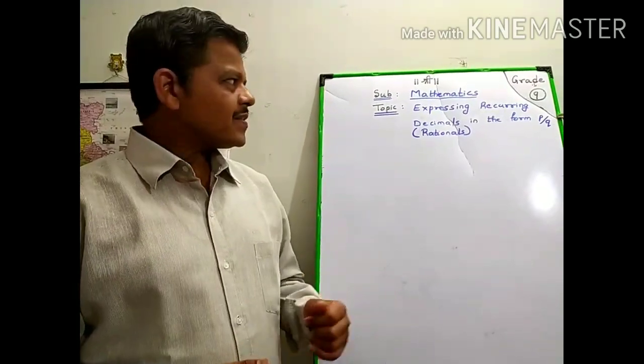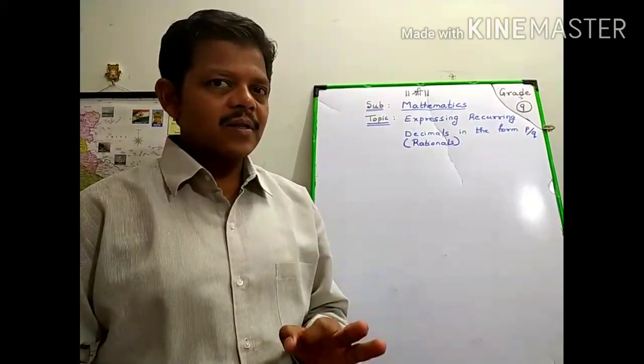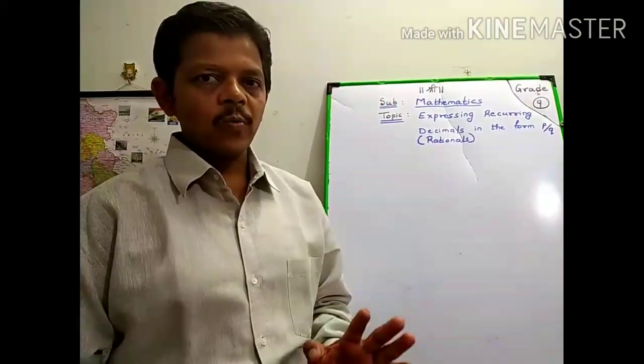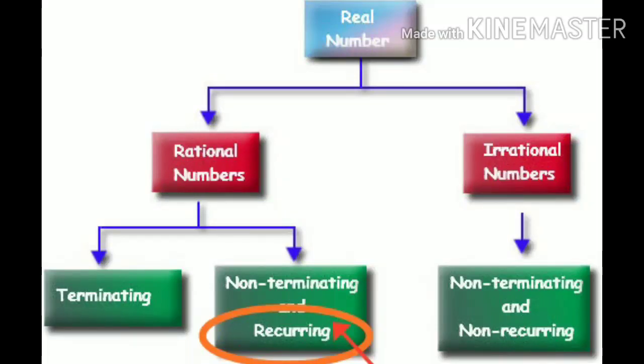In this module, we will see how to express the recurring decimals in the form of P upon Q. Now children, you might be remembering that our rational numbers are either terminating or recurring. That means the recurring numbers are rationals. Recall it very nicely. I am repeating the statement. Recurring decimals are rationals. And we know that a rational number is of the form P upon Q. So right now, let me take a few examples.